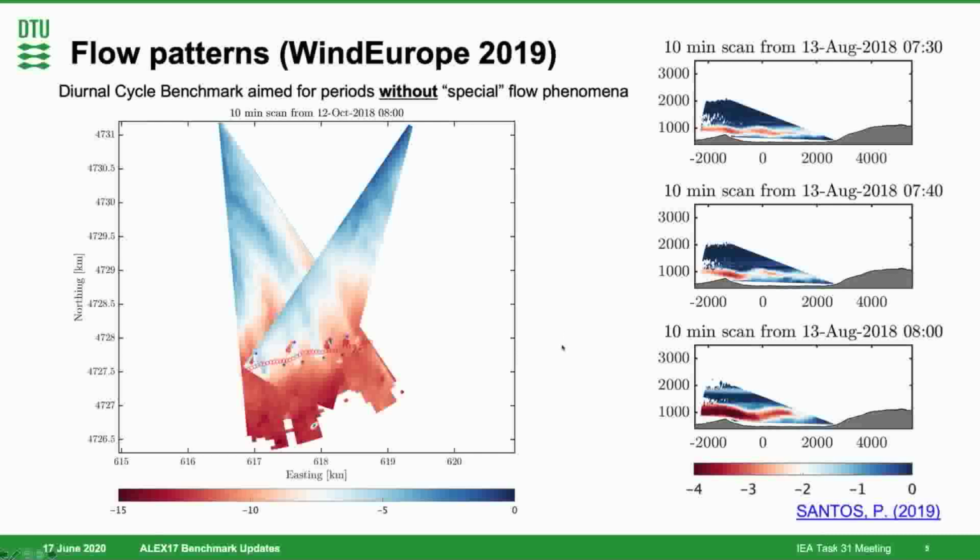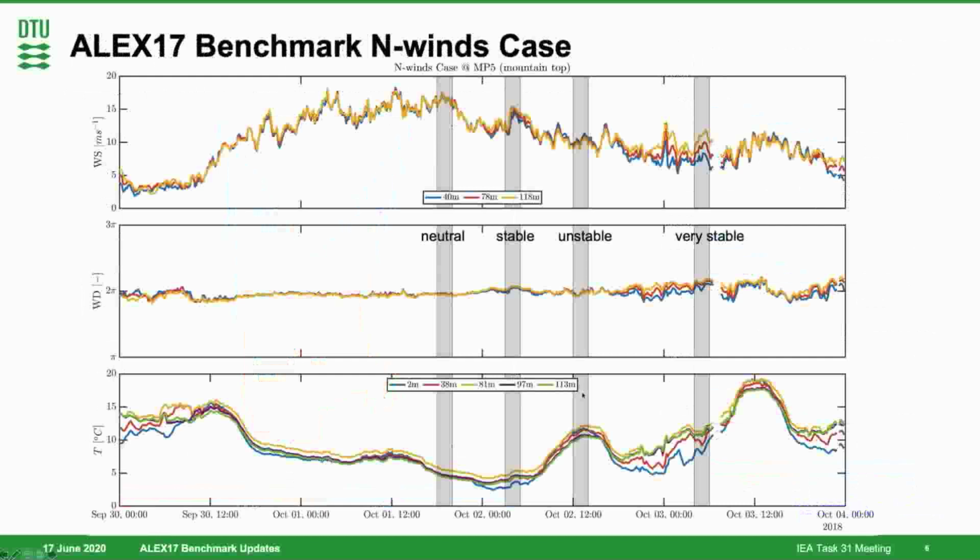For the diurnal cycle benchmark, we aimed for a period that did not have such special flow phenomena, in order to make it easier for the modelers to simulate one period, not having to consider atmospheric waves or the effect of the wind turbines. So what we have selected was a period with northerly winds from September 30th to October 4th, 2018.